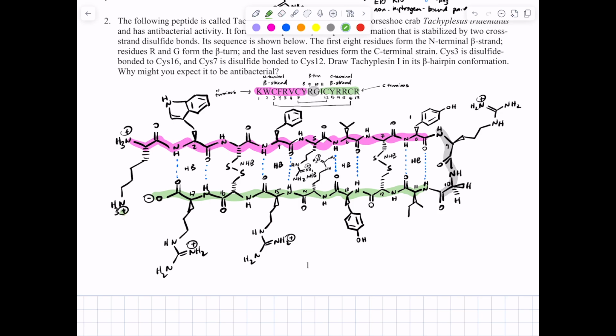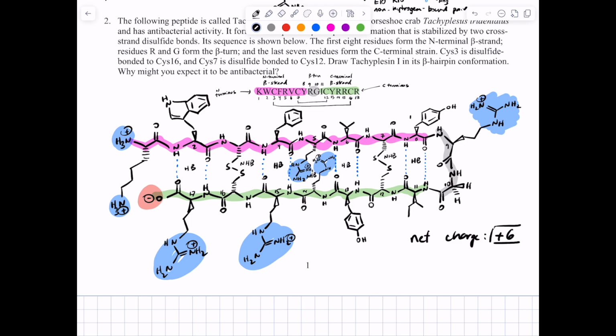Let's do the positive charges in blue, the negative charges in red. I count 1, 2, 3, 4, 5, 6, 7 pluses. Am I missing any? And then 1 minus. So overall, net charge on this thing is +6.